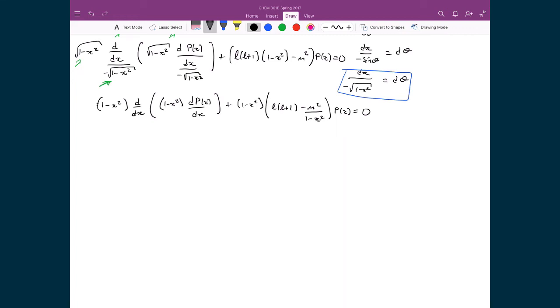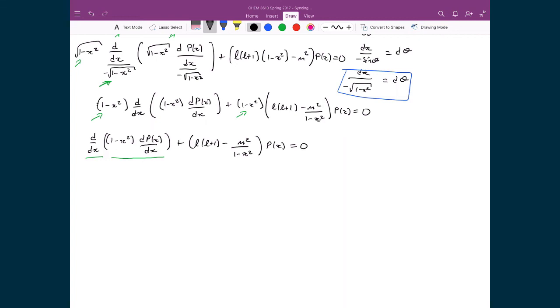So now let's simplify a little bit further. I have a 1 minus x squared, and in my second term I have a 1 minus x squared, so I can divide all the way through by 1 minus x squared and get rid of that term altogether. That leaves me with d by dx applied to 1 minus x squared times dp as a function of x by dx, plus L plus 1 minus m squared divided by 1 minus x squared times p of x, and that's equal to 0. Finally, my last step is to apply this differential to what is to the right of it.